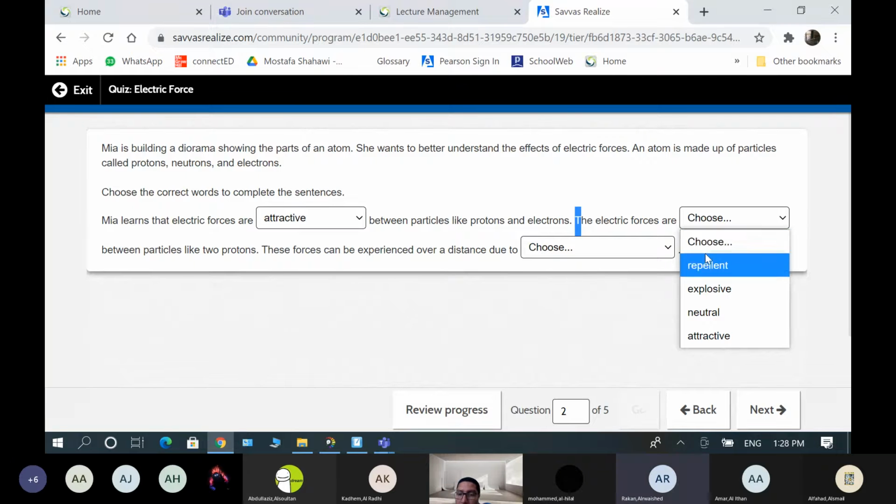Electric forces are repellent between like charges, like two protons, because like charges repel each other.